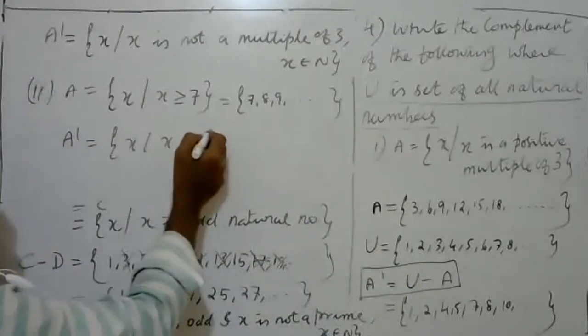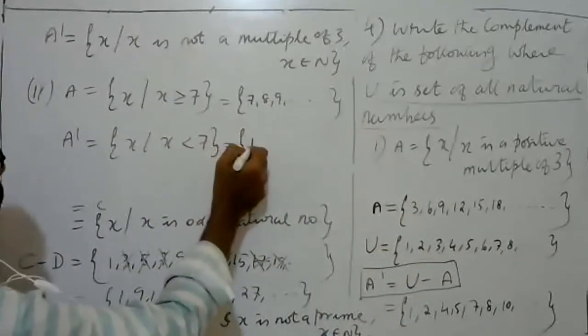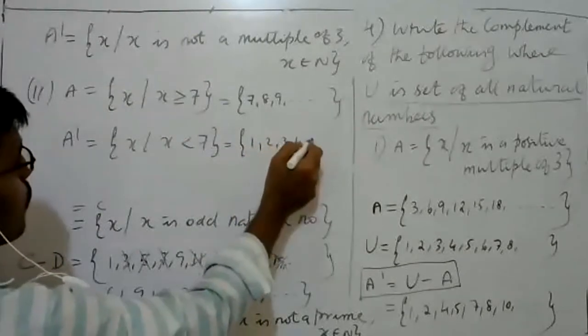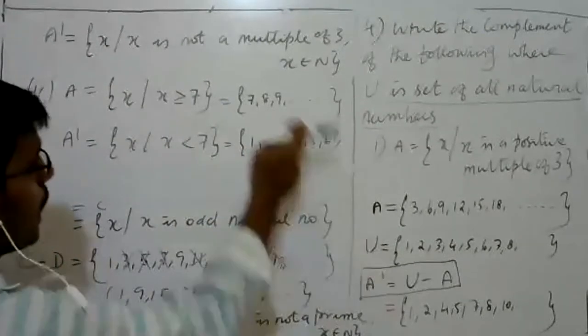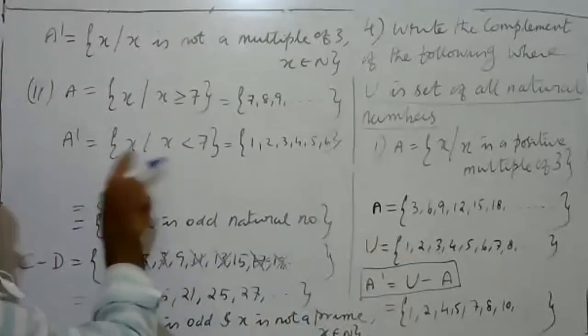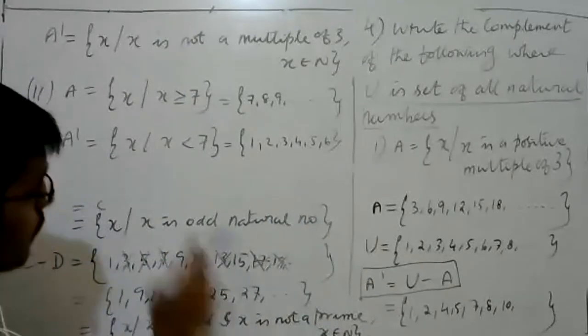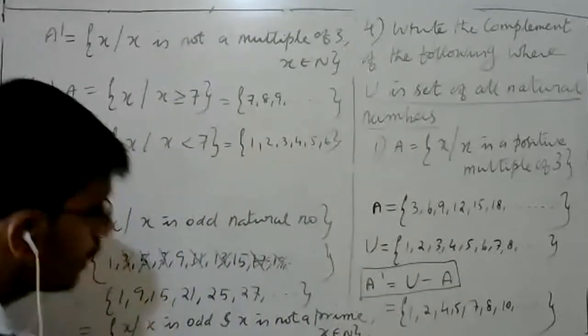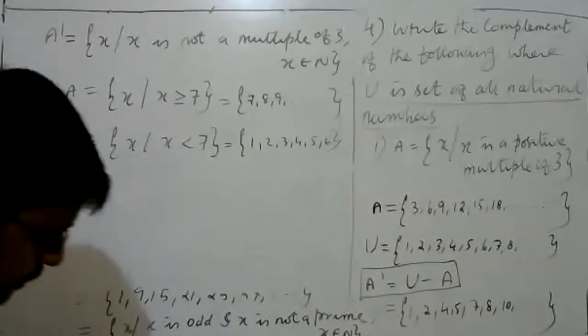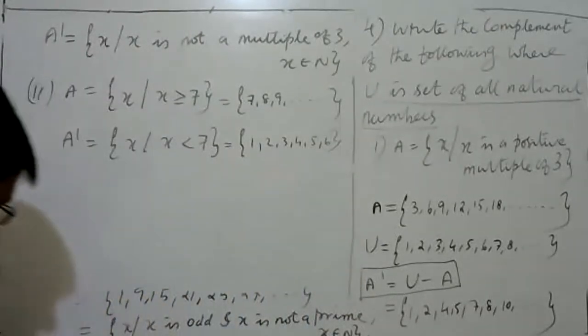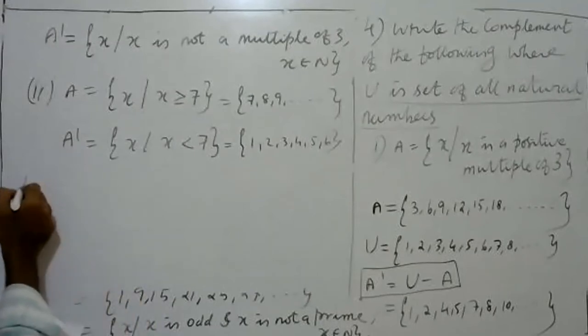So this is x less than 7. What is that? 1, 2, 3, 4, 5, 6. These elements are in U and not in A. That is U minus A. That is my A complement. This is set builder form, and this is roster form. So this is a very simple one. Now let us come to the next question.